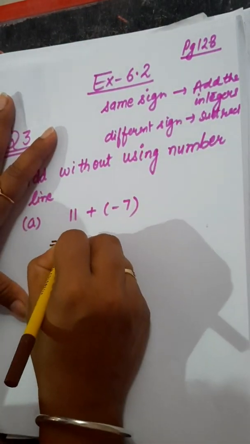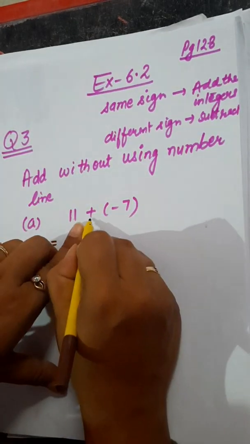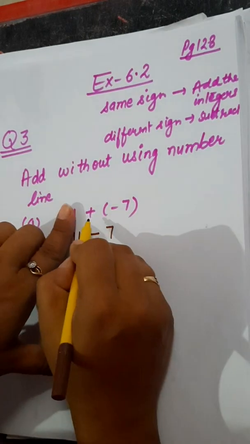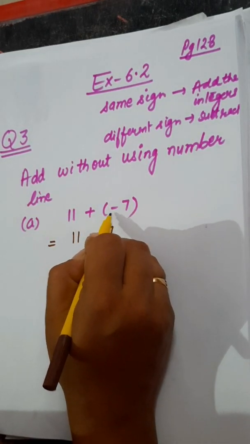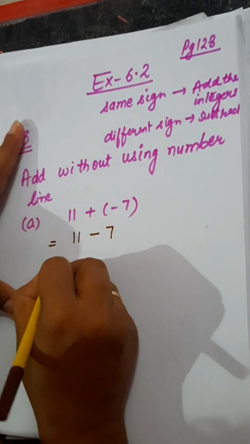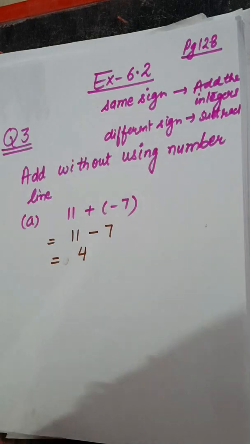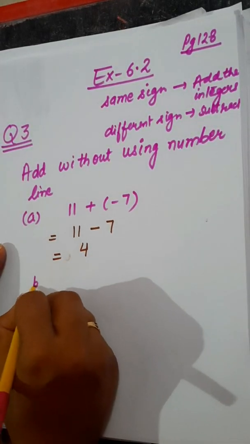So here 11 plus minus 7, so I will write 11 minus 7. Here we have opposite signs. If we have plus minus, then I will have minus. So 11 minus 7, I will get 4. So my answer is 4. Then next we have B part.